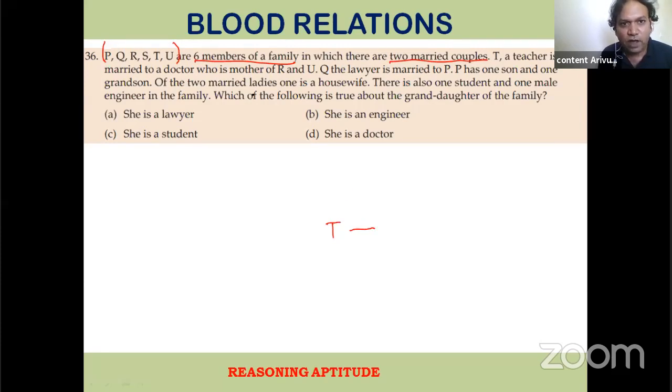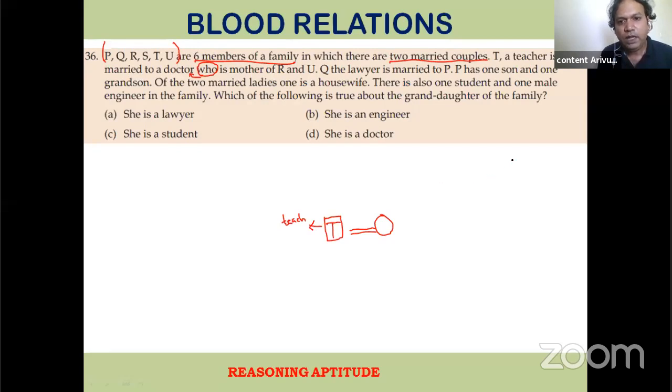Who is mother of R? See here. Who is mother of R? Who means doctor is mother of R. So what is the name of this doctor? We don't know. Let's put a circle here. That means T is a male and we put them with a double equal to symbol, so husband and wife, because T is married to the doctor. And who is T? T is teacher.